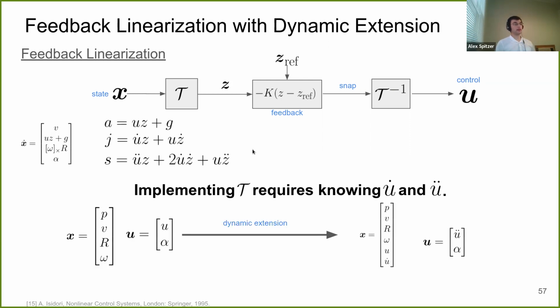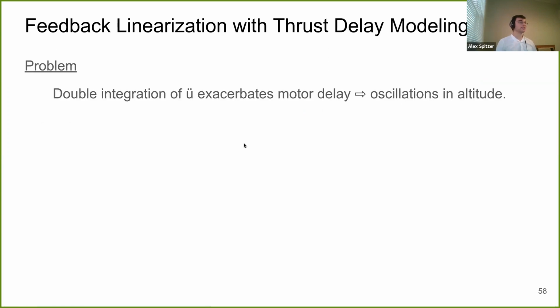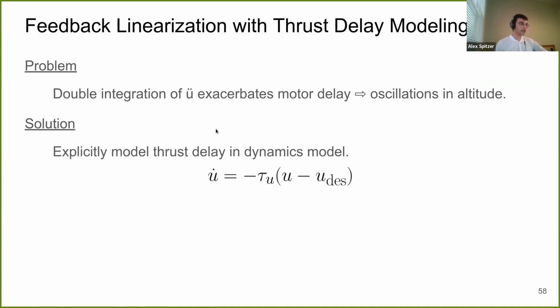So the solution is something called dynamic extension, and it's essentially that you delay your input u. You put u into the state, and you put u dot into the state, and then you are actually picking u double dot. And now you have u dot because it's in the state. The disadvantage is that in order to apply this to the real system, which takes u as input, we need to doubly numerically integrate u double dot, and that can lead to issues. Double integration of u double dot makes motor delay much worse than it already is, and it leads to these oscillations in altitude.